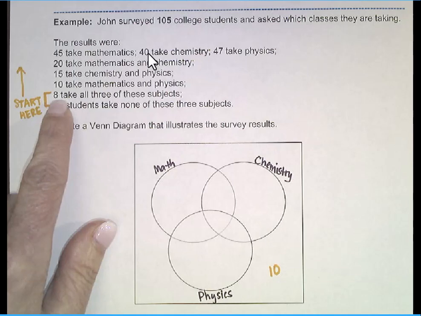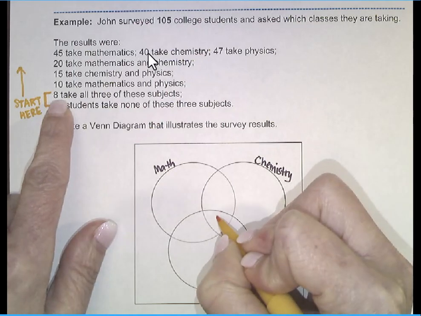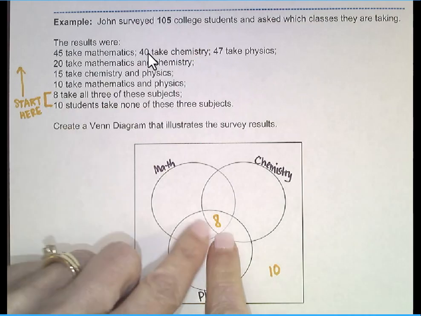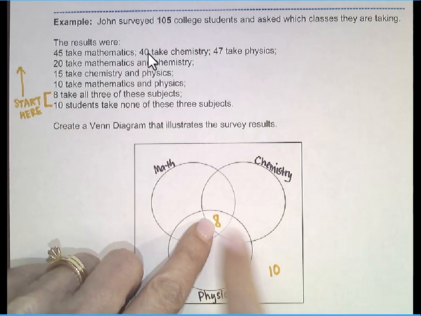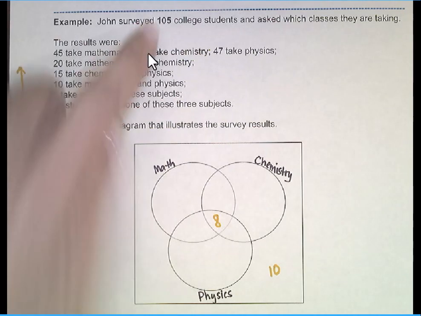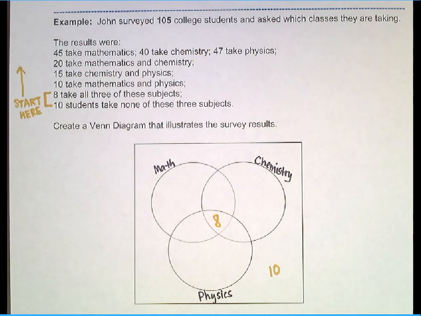So where do all 3 circles intersect? Right here in the middle, and that's going to be your 8. That's where you want to start. Start with the intersection of all 3 and then the none. That means we've already accounted for 18 students. There's 105 total. So just a few more to go.